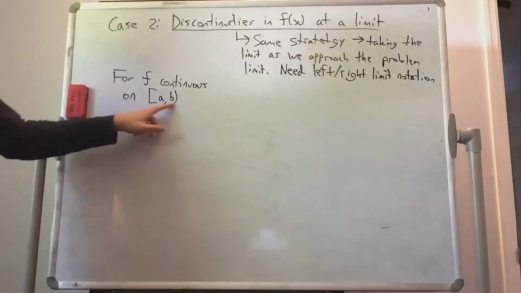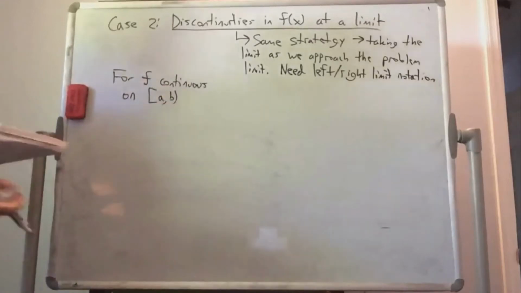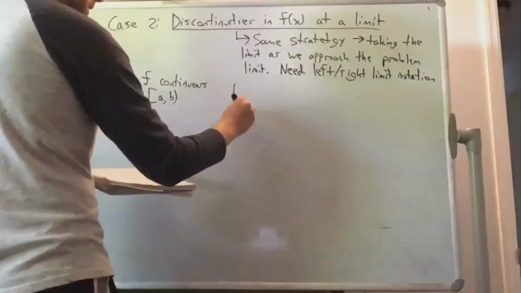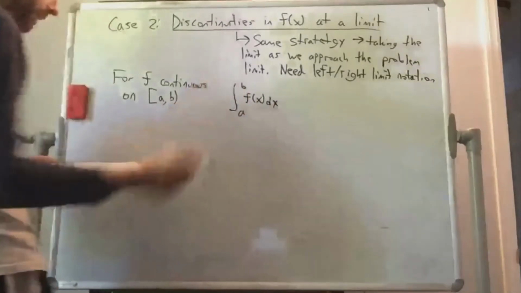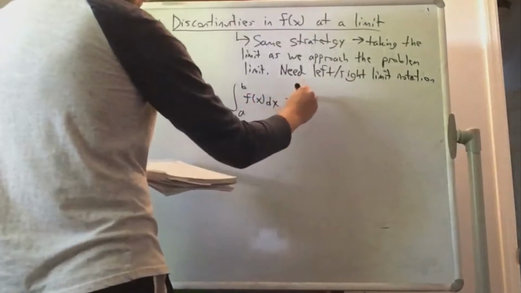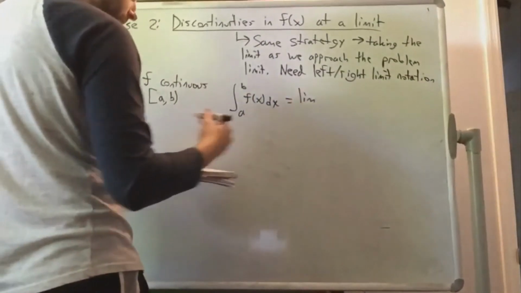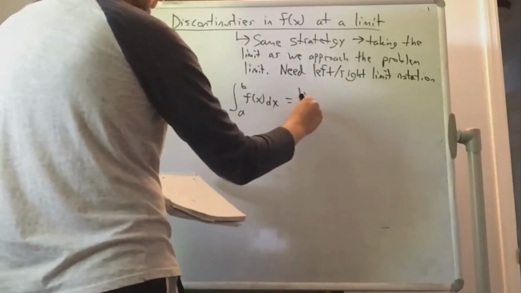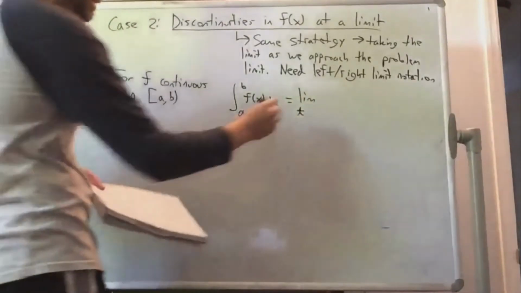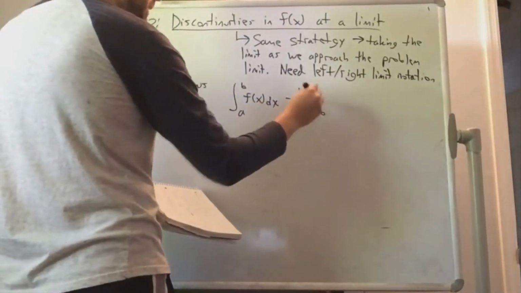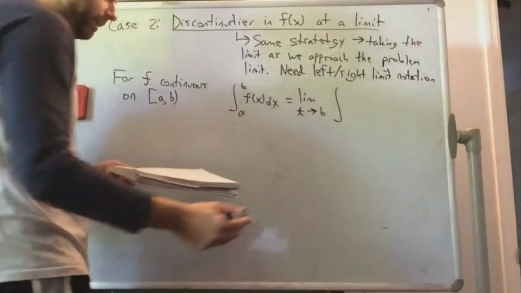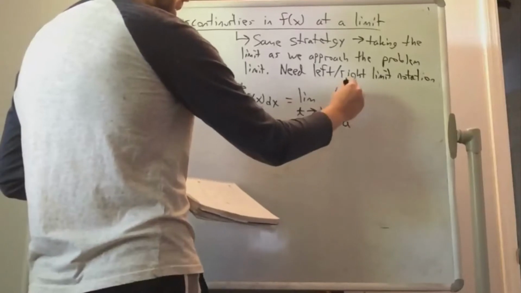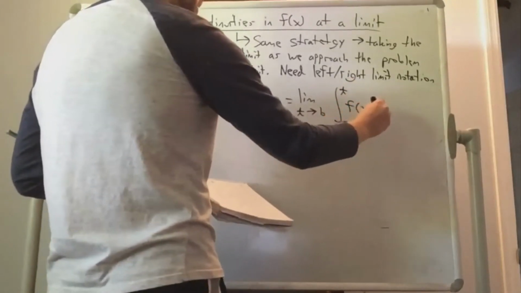So f is perfectly fine, but at the second limit, the upper limit basically, there's going to be a problem spot. So if we wanted to integrate a to b of f of x dx in this case, but f is not continuous at b, we'd have to say, let's let a variable, call it t, approach the problem spot b, and then integrate from a to that variable, a to t, of f of x dx.